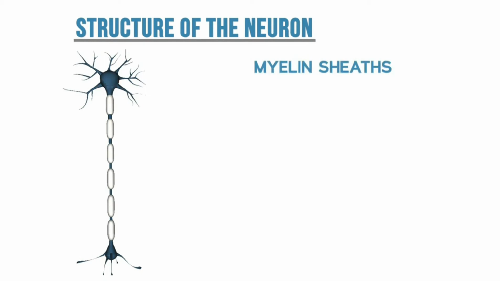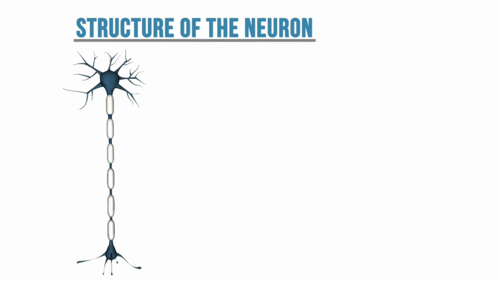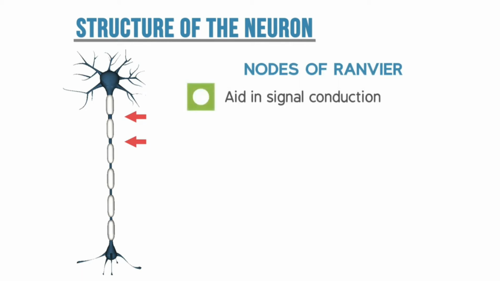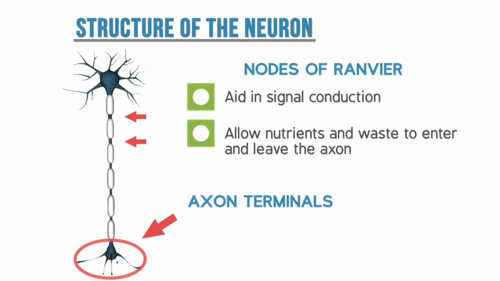Covering the axon are myelin sheaths. These are sections of fatty tissue that help to protect the axon and also help to speed up signal conduction along the axon. The gaps between myelin sheaths are called the nodes of Ranvier. These also aid in signal conduction, and they also allow nutrients and waste to enter and leave the axon. Finally, at the end of the axon are extensions that branch off to form several axon terminals.